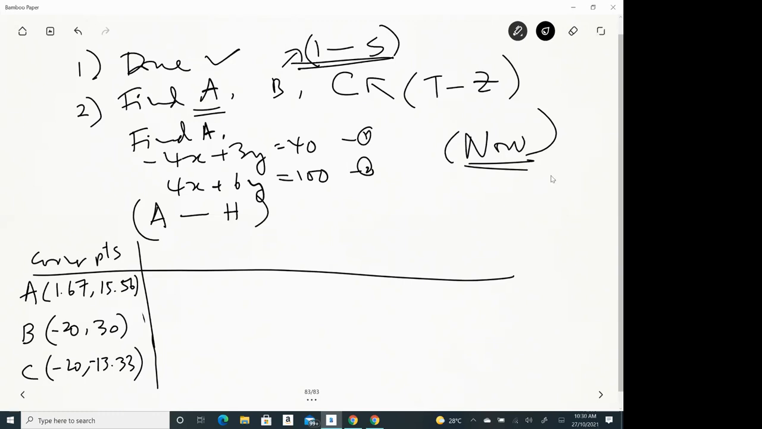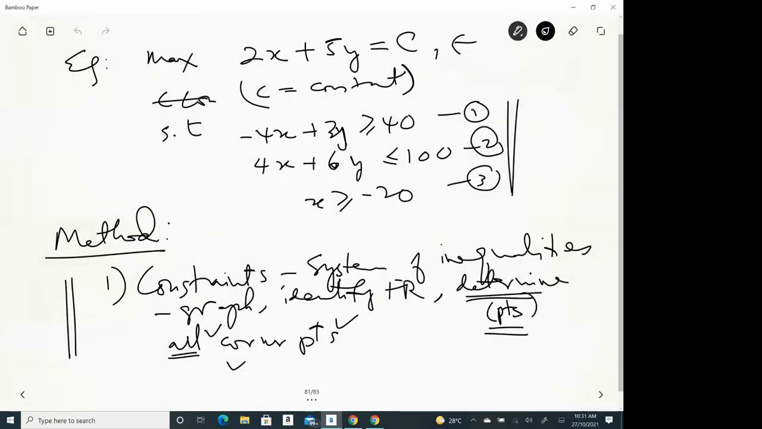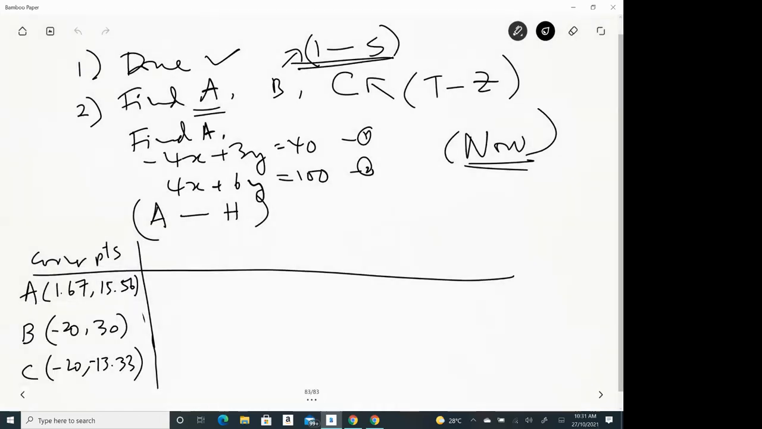Okay, corner points. So now what we do is we substitute these values into the objective. If I go back to the problem, the objective is 2x plus 5y equals C. So we put into that objective function. We're going to find the value of the objective for each of the corner points. So we do it one by one.